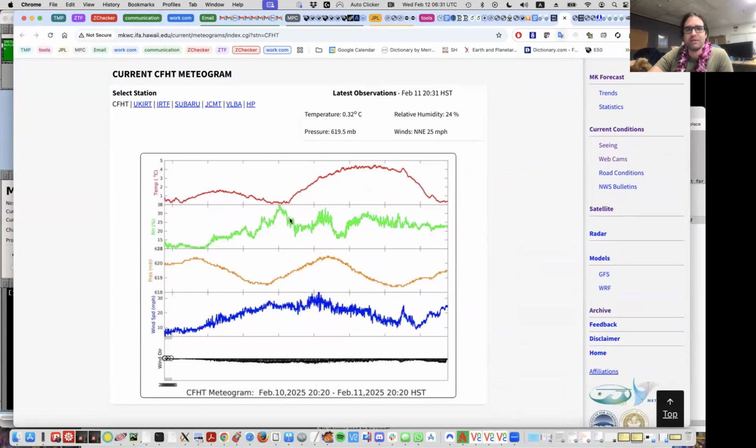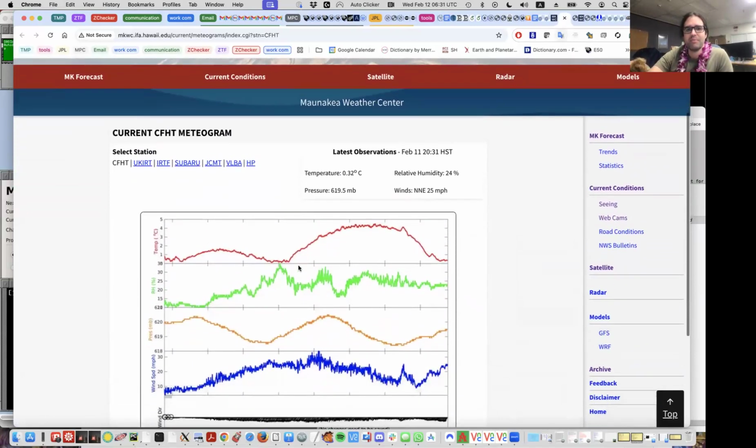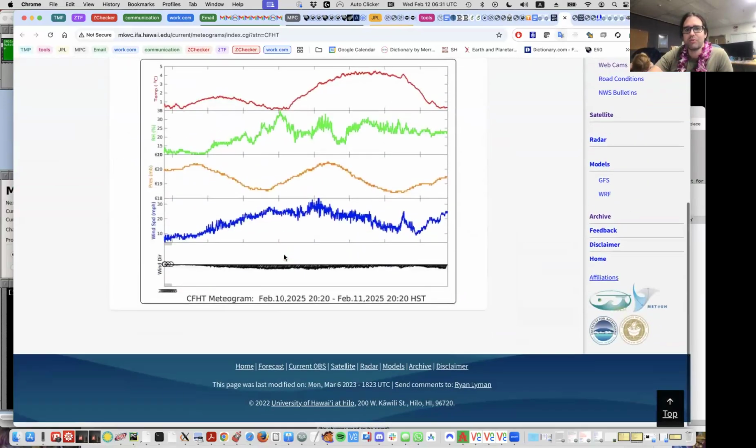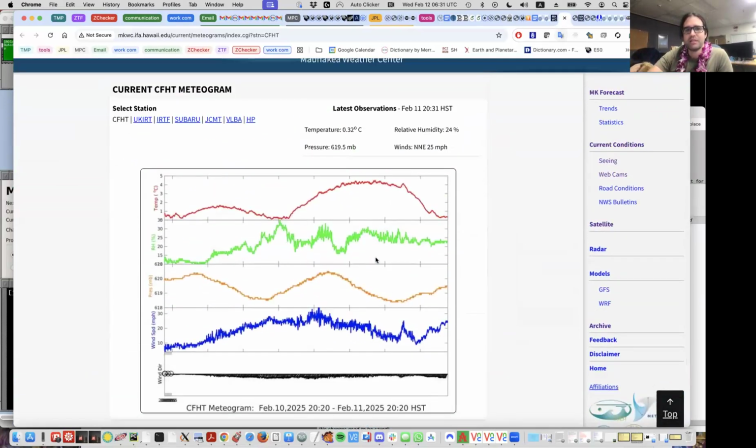So this is the relative humidity versus time. The CFHT meteogram is the most detailed one, the most up-to-date one. So it looks like it's not really climbing or staying the same. It's flatlining, so it's fine.